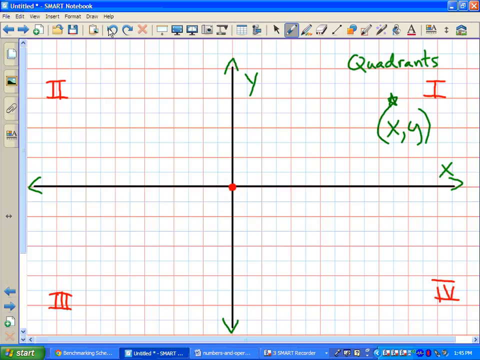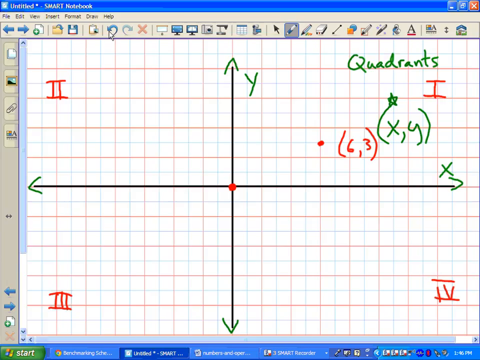So let me give you some coordinates. Let's put a dot right here. Now the coordinates for this would be, we start at zero, and we're going to go to the right because we start with x. So we're going to go that many places. Here we go. I'm going to erase this later. One, two, three, four, five, six. And then we stop. Now we go up from six. One, two, three. Right there. So the coordinates for this would be six, three. And it's in quadrant one.